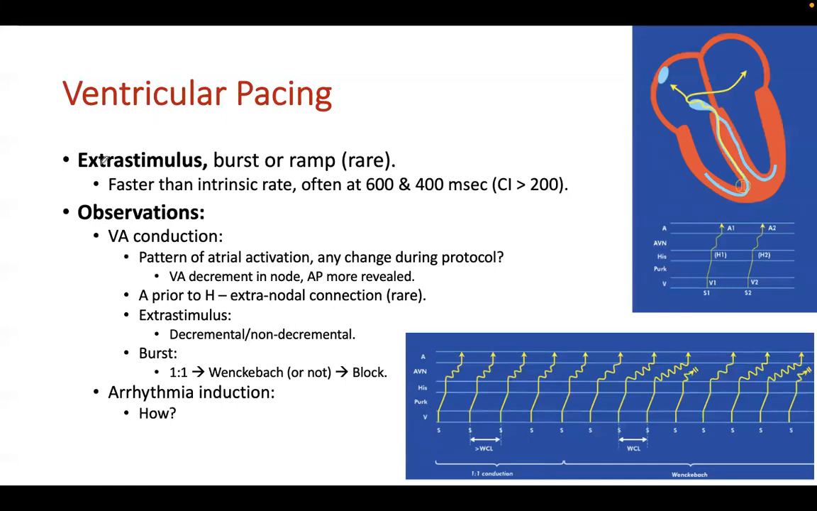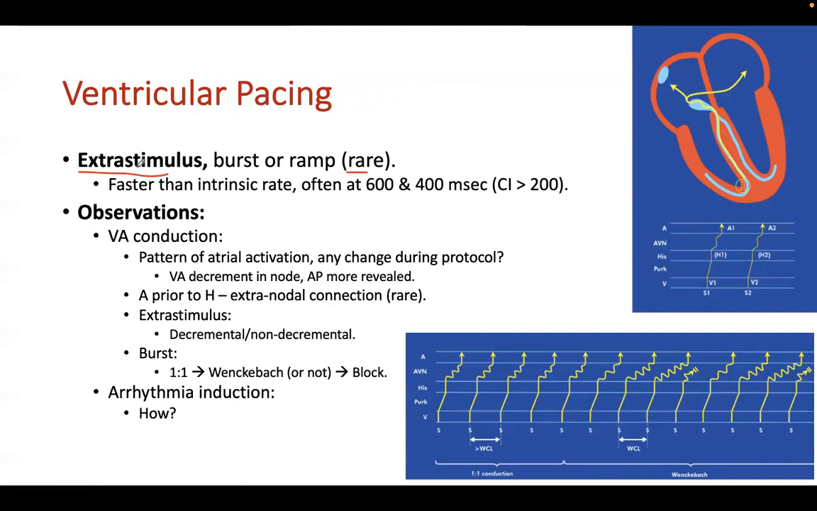Okay, and then usually we do extra stimulus pacing. Meaning we do a 600 basic drive, something that is a little bit faster than the patient's basic rate, which is usually 600 for adults, and for pediatrics maybe 500. And then the second stimulus, S2, is 400 or 350. Some people do burst pacing or ramp pacing as well, but these are less frequently done. So let's focus on extra stimulus pacing.